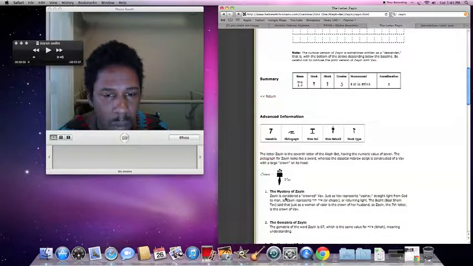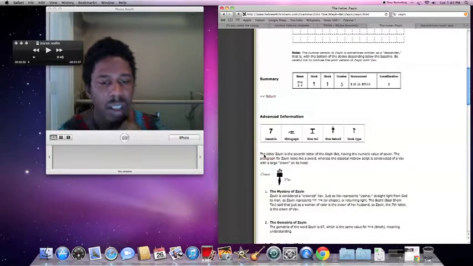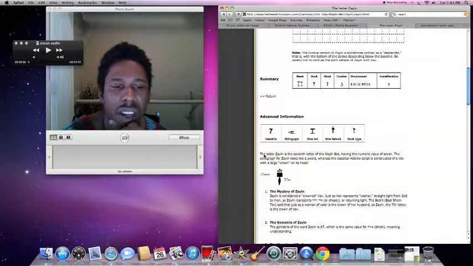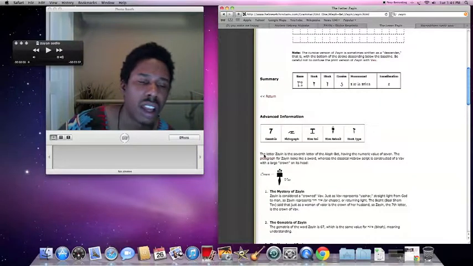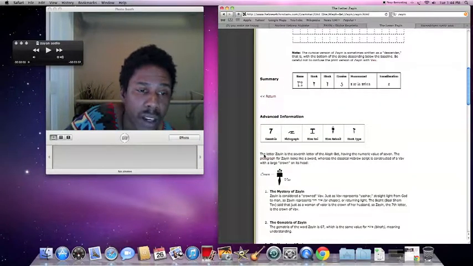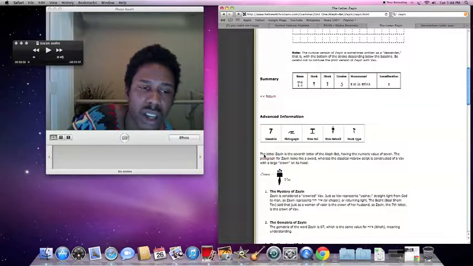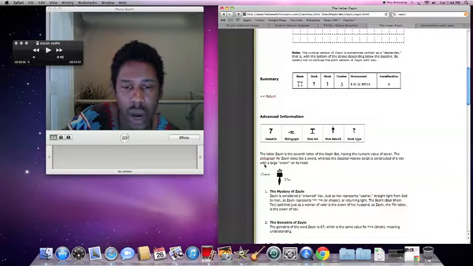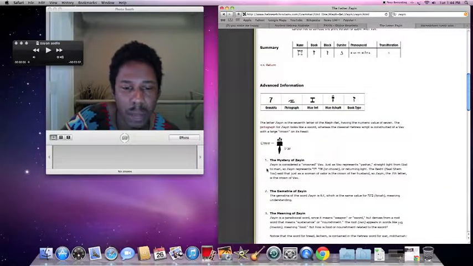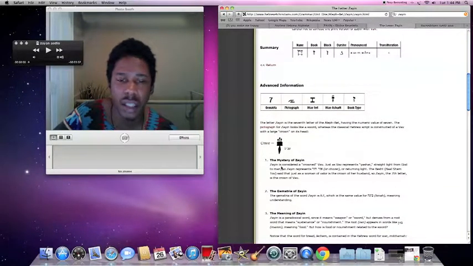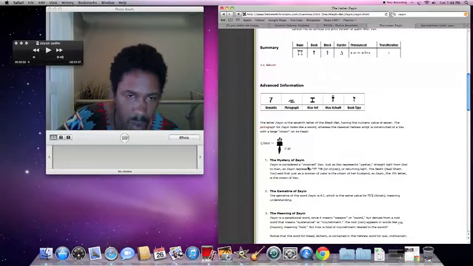This is what kind of caught my eye. All right, I want to read this right here first. It says the letter Zayin is the seventh letter of the alphabet, or Alef Bet, having the numeric value of 7. The pictograph for Zayin looks like a sword, whereas the classical Hebrew script is constructed of a Vav, a Y, basically with a large crown on his head. You see here, large crown. All right, it says the mystery of Zayin is considered a crowned Y.